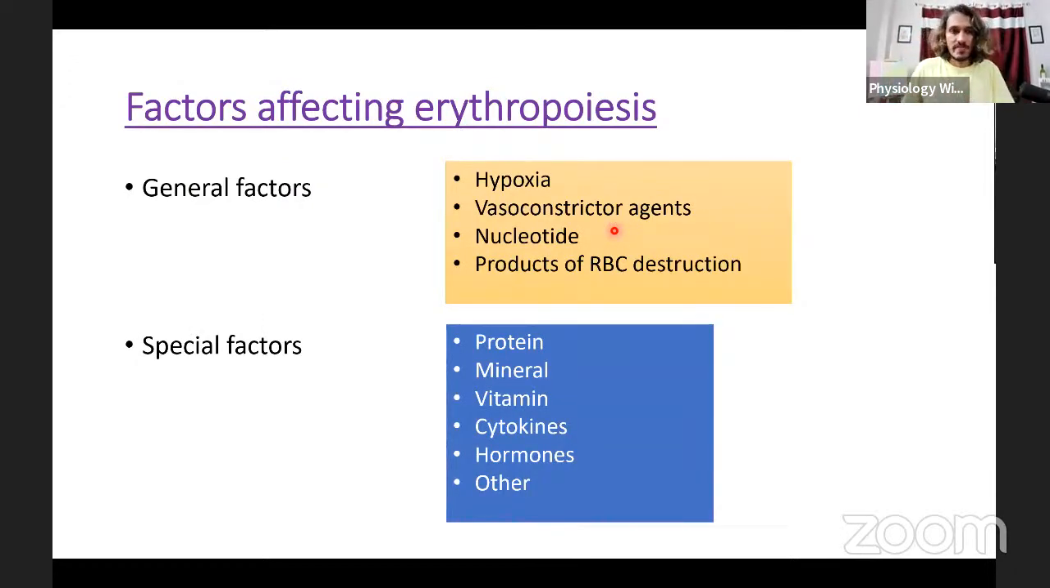Now, a very important question: factors affecting erythropoiesis. This is one question that is repeated countless times. If you go to the university exam without studying this, you might as well just fail. So this is that important a question. What are the factors affecting erythropoiesis? Two things we have to talk about: general factors and special factors. Under general factors, you can talk about hypoxia, vasoconstrictor agents, nucleotides, products of RBC destruction. Beyond that, you can talk about special factors: proteins, minerals, vitamins, cytokines, hormones. Okay, so we'll go to it one by one.